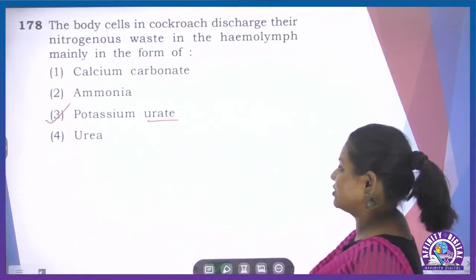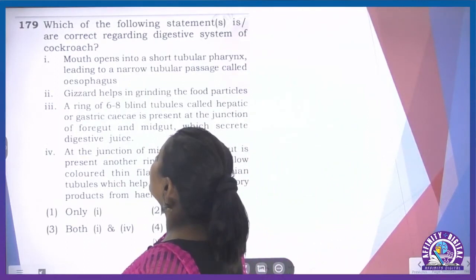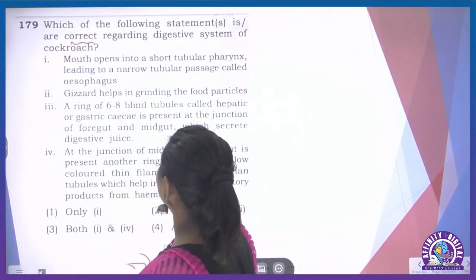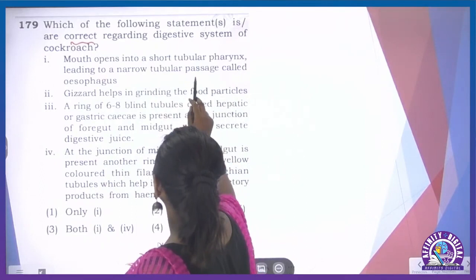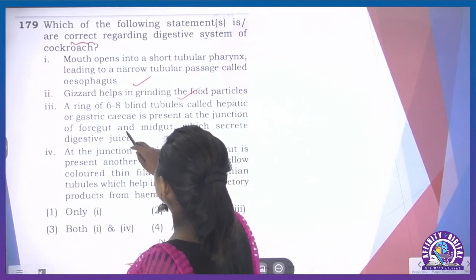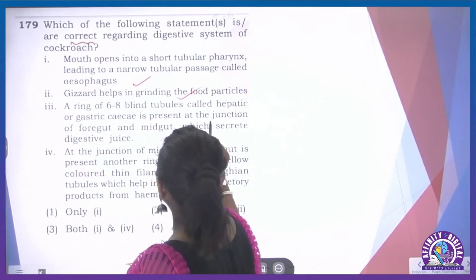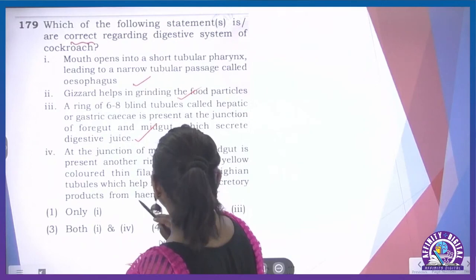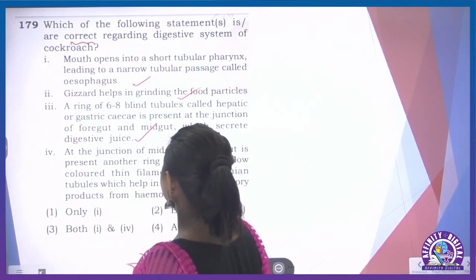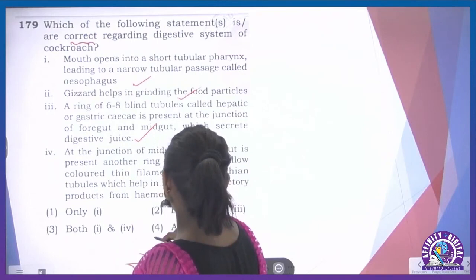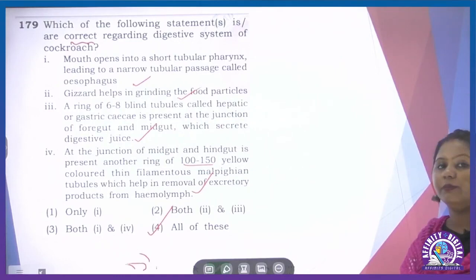Now again a statement question. Which of the following statement is correct regarding the digestive system of cockroach? Mouth opens to a short tubular pharynx leading to a narrow tubular passage called esophagus, correct. Helps in the grinding, gizzard, yes. A ring of 6 to 8 blind tubules called hepatic or the gastric caeca is present at the junction of foregut and midgut which secretes digestive juice, correct. At the junction of the midgut and hindgut, there is present another ring of 100 to 150 yellow colored thin filamentous Malpighian tubules which help in the removal of the excretory product from the hemolymph. So all of the statement are correct. We will go with the option number 4.